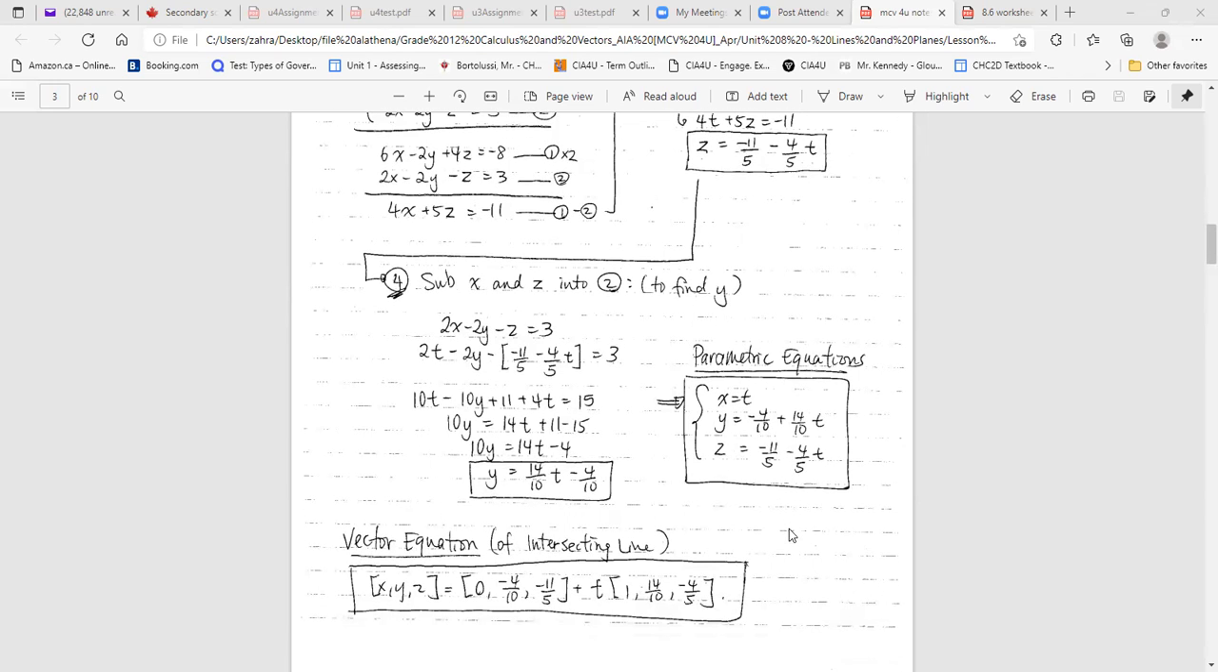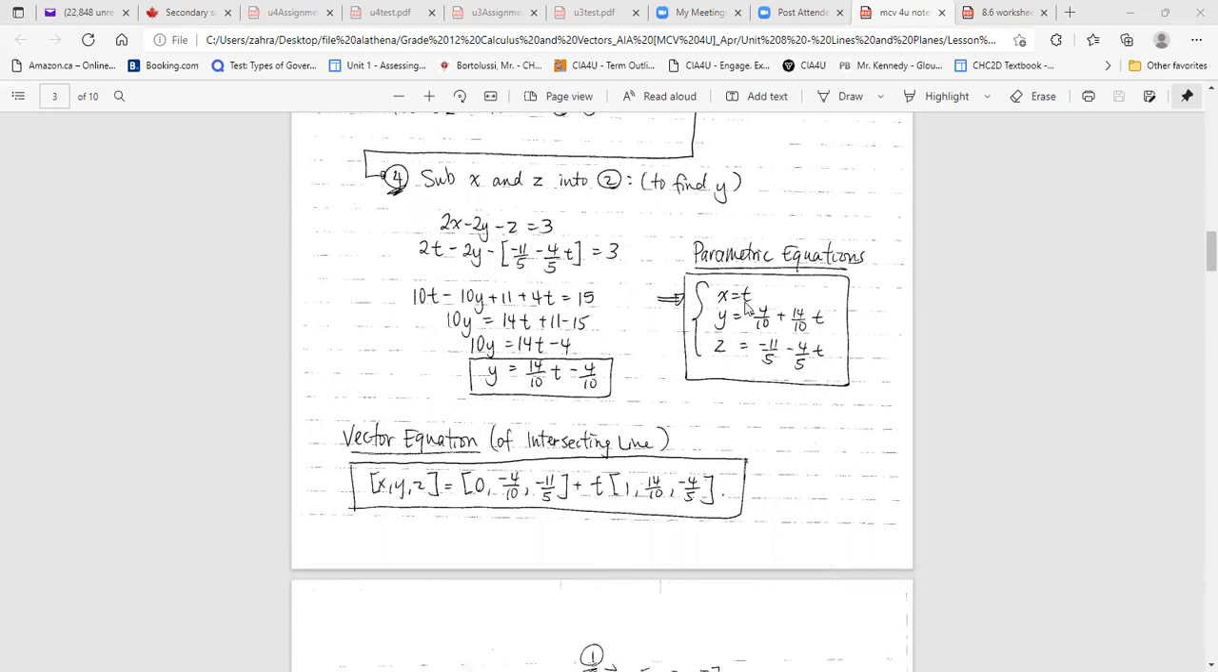Then I can write the vector equation. Remember that it's going to be 0, -4 over 10, -11 over 5. That's going to be the point. And the coefficient of t is 1, 14 over 10, -4 over 5. This would be your normal vector. Sorry, directional vector for that line.